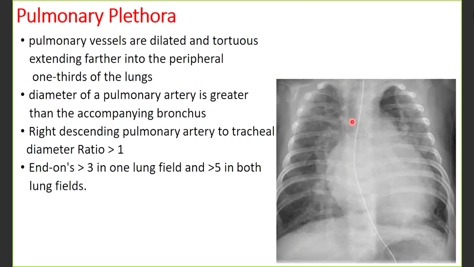Also, whenever there is increased pulmonary blood flow, you can see a lot of end-on vessels, and the end-on vessels will be more than at least 3 of them you can see in one lung field, or at least 4 or 5 of them in both lung fields put together. Whenever you see this kind of picture, we use the term pulmonary plethora, increased pulmonary blood flow, very commonly seen in patients with shunt lesions, for example ASD.